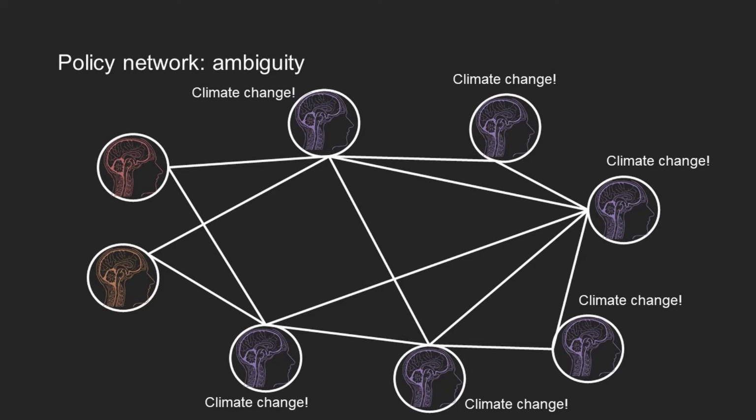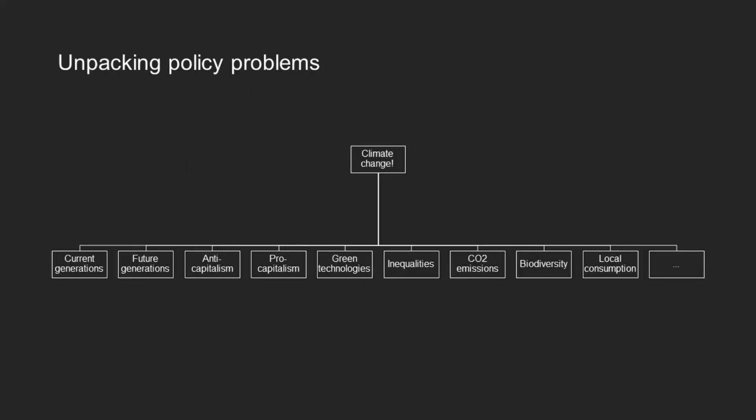Speaking about policy networks, there's a concept called ambiguity, which I think is important. So if someone says climate change, and the other people that arguably are of similar beliefs say climate change, good news or bad news? Generally, I think we would tend to assume it's good. It's good that people seem to agree, or at least they spread the same word. But the problem with ambiguity is that a cause, climate change, can be unpacked in many, many different problems. So you can care about climate change because you care about current generations, or because you care about future generations, because you're anti-capitalism, or because you're pro-capitalism, because you're pro-green technologies, or you want to reduce inequalities, because you want to reduce CO2 emissions, because you care about biodiversity, and because you care about local consumption.